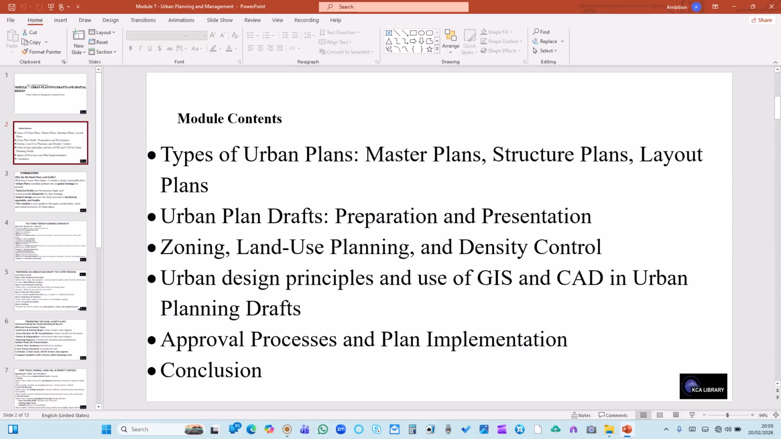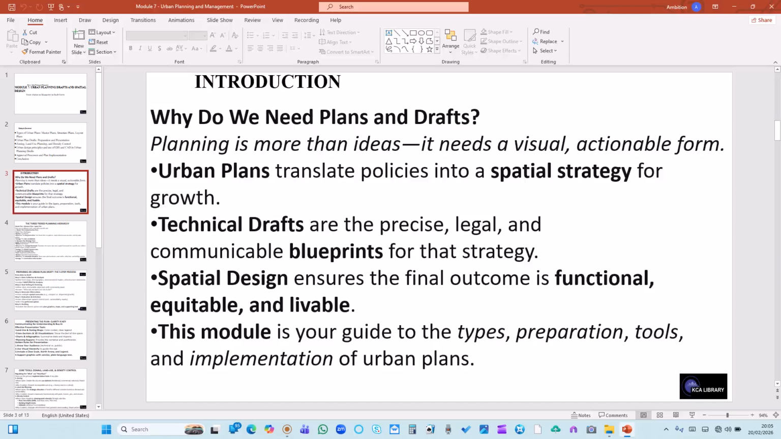We will further look at urban design principles as well as the use of geographical information system and CAD in urban planning draft. We will finally look at approval process and urban plan implementation before we draw our conclusion. Let us begin with the introduction, which is based on why do we need plan and draft.